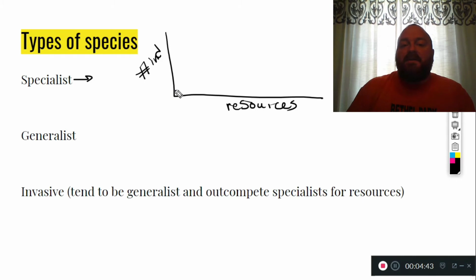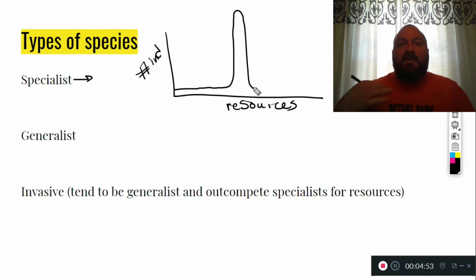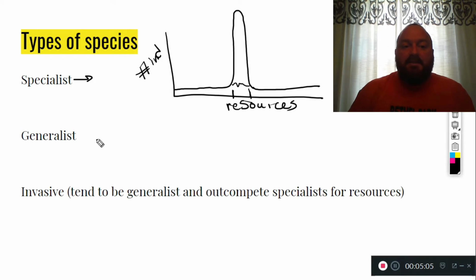So when we graph out a specialist species, there's not many individuals that survive on these resources, almost none. But then we get to that very narrow band of resources, that very specific type of temperature, that very specific type of humidity or moisture level, very specific food source available to them. You get the majority of the population living within a very narrow band of those resources. That's what makes it a specialist.